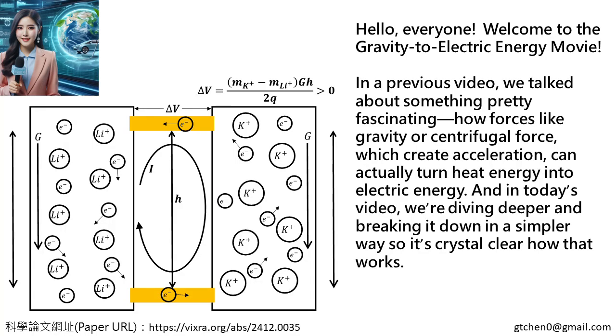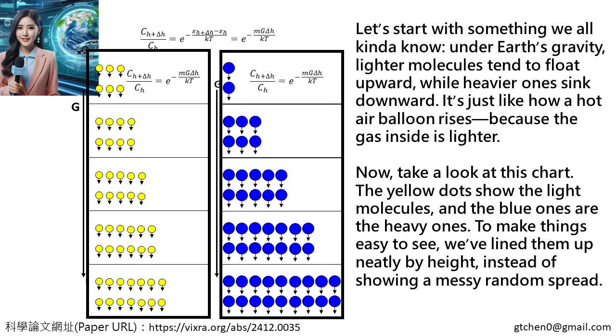In a previous video, we talked about something pretty fascinating, how forces like gravity, or centrifugal force, which create acceleration, can actually turn heat energy into electric energy. And in today's video, we're diving deeper and breaking it down in a simpler way so it's crystal clear how that works. Let's start with something we all kinda know.